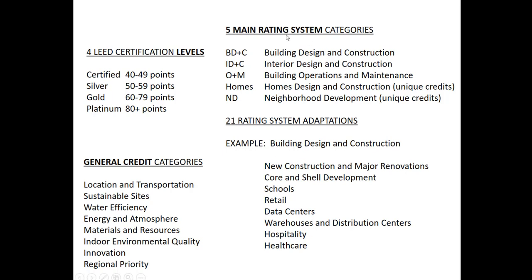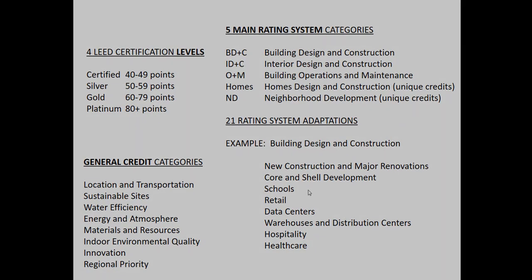There are 5 main rating systems. So is it a home? Is it an interior design? Is it a new building design? Or maybe a neighborhood development? There are subcategories, as we talk about the differences between schools and retail.